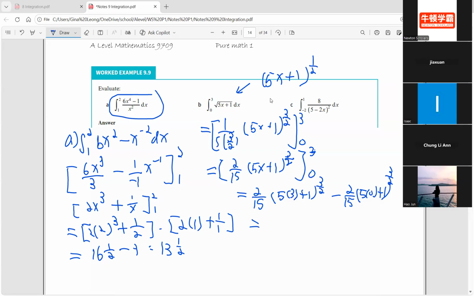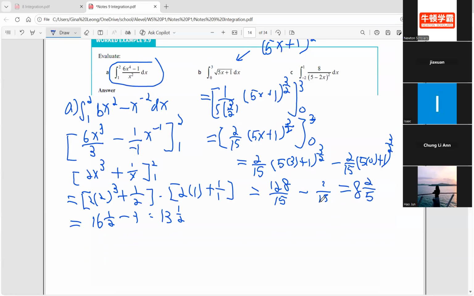Then now you can just press your calculator. Once you already show this one, you can just press your calculator. You will get 128 over 15 minus 2 over 15, and now I will get 8 2 over 5. Same thing, you try to press the calculator to check whether your answer is correct or not.